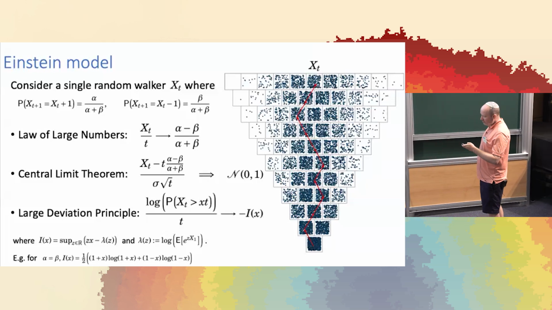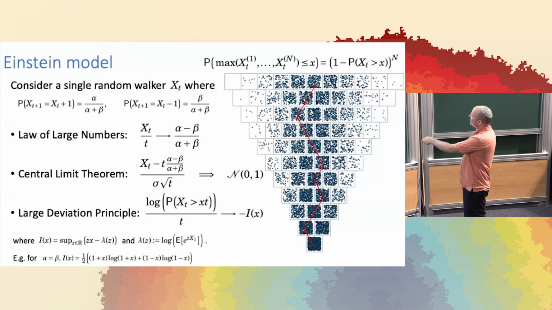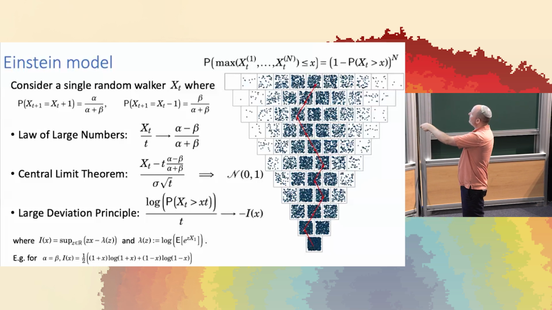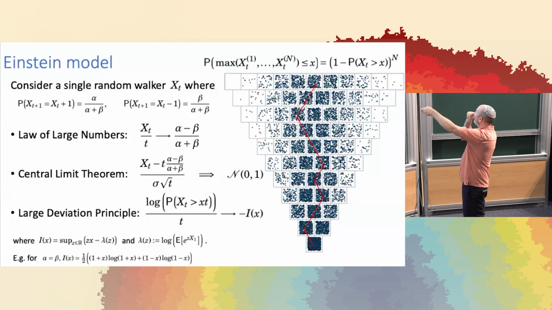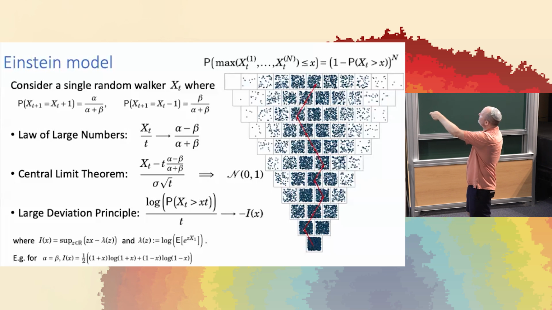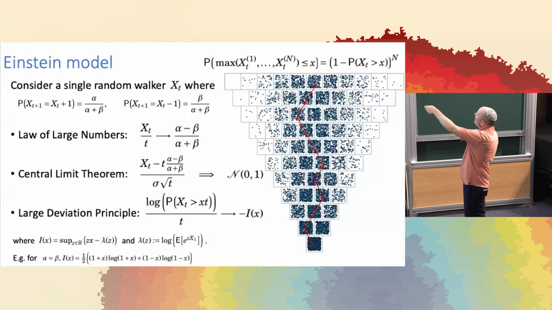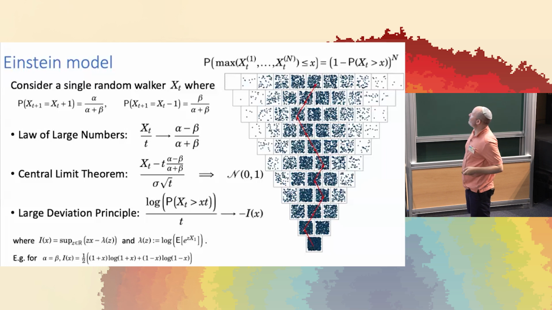But where you see that this matters is if I look at the behavior of many particles, and I ask what's the probability that the maximum of those n independent particles, where the superscript is labeling the particles and the subscript is time, is less than or equal to some x. You see that that can be written, by independence and the tail probability formula, as 1 minus the probability that a single particle exceeds little x, to the nth power.